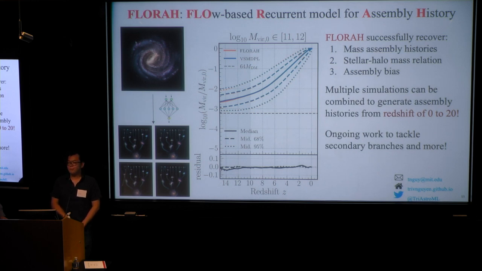Other questions? Please. Hi. I think maybe you already mentioned this, but what are the main applications for generating these detailed merger trees? Like what can we do with N-body simulations if it's like a resolution issue and stuff?